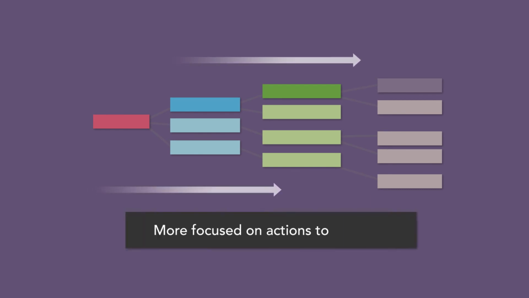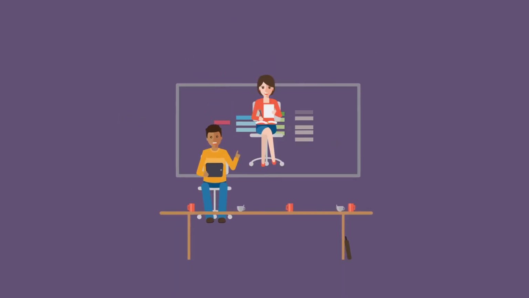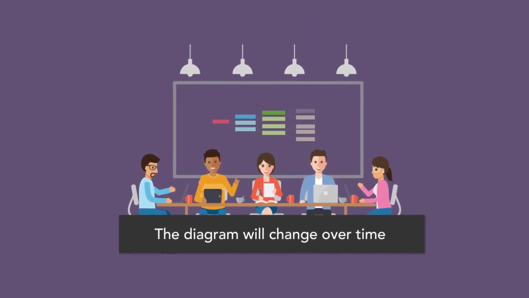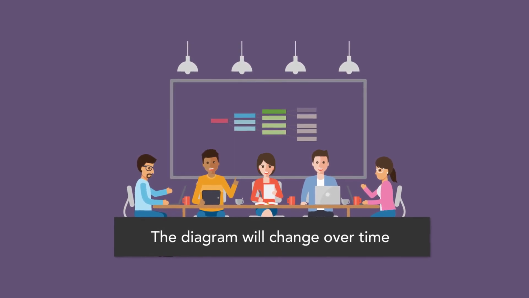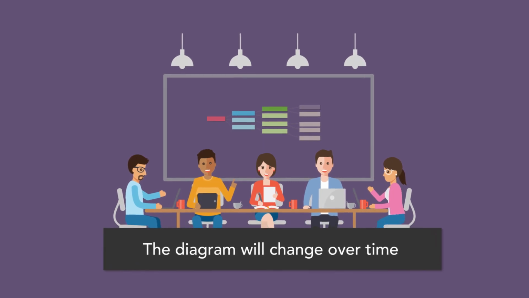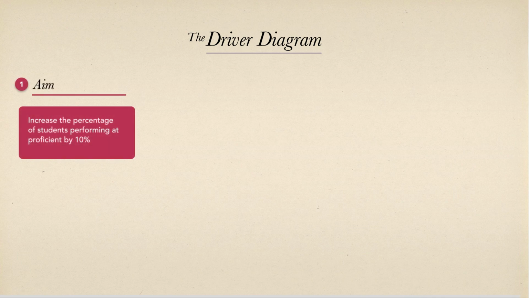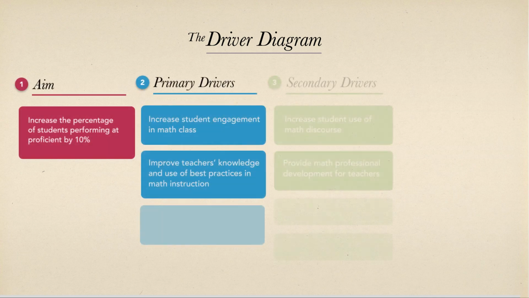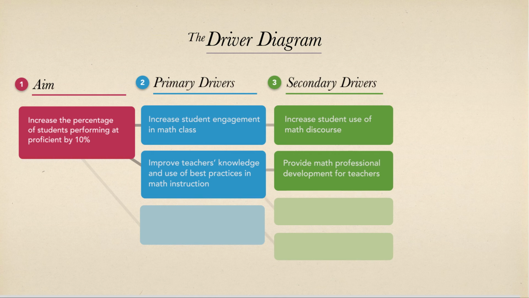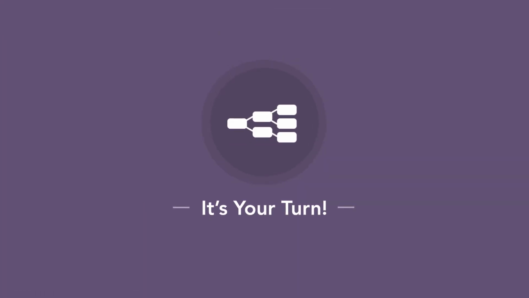As you move across the diagram, you get more focused on actions to be taken. Driver diagrams are living documents that will change over time as participants see changes and adopt, adapt, or abandon certain change practices. When developing a driver diagram, remember to move from left to right. Start with the aim, then move to the primary and secondary drivers, and finally to the change practices. Now it's your turn to develop your own driver diagram.